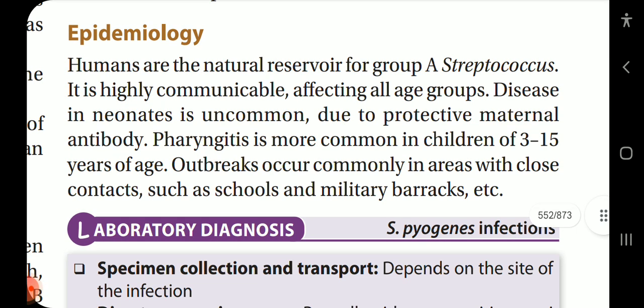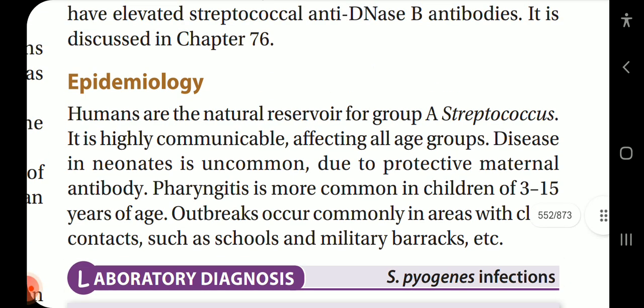Epidemiology. Humans are the natural reservoir of group A streptococcus. It is highly communicable, affecting all age groups. Disease in neonates is uncommon due to protective maternal antibody. Pharyngitis is more common in children of 3 to 15 years of age. Outbreaks occur commonly in areas with close contact, such as schools and military barracks.